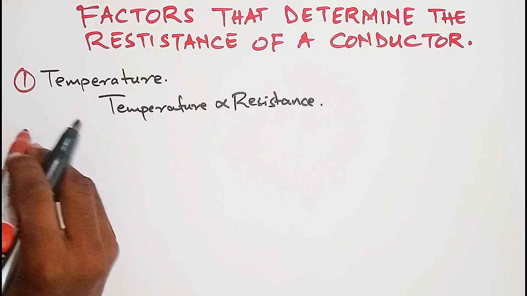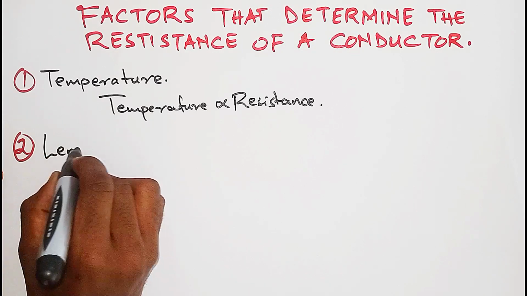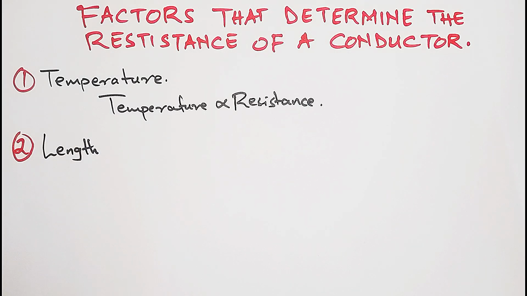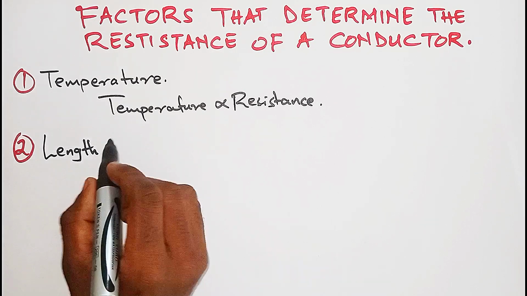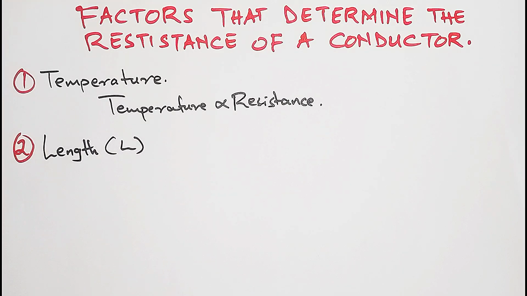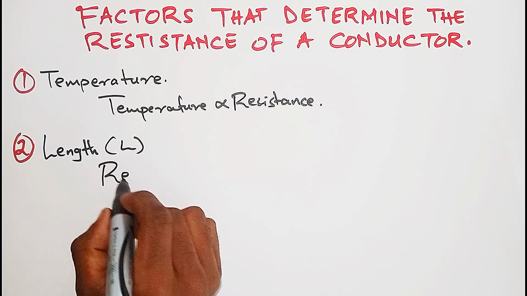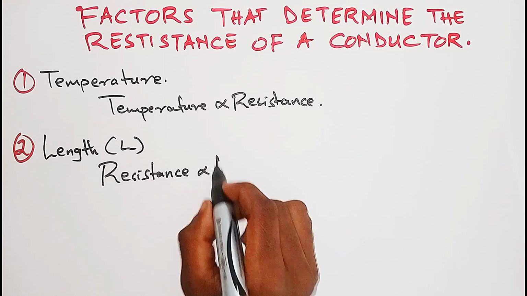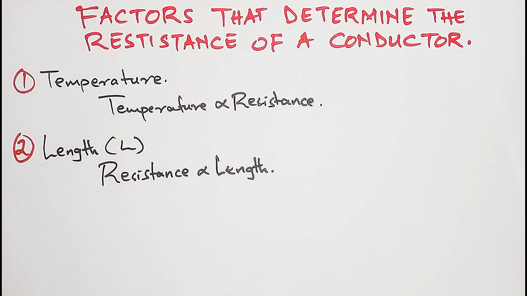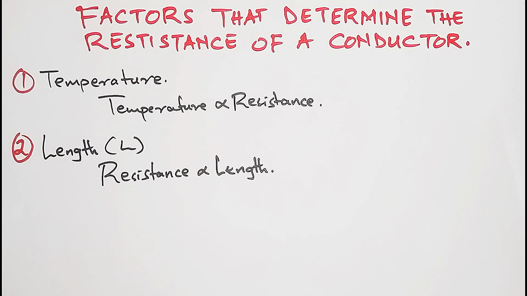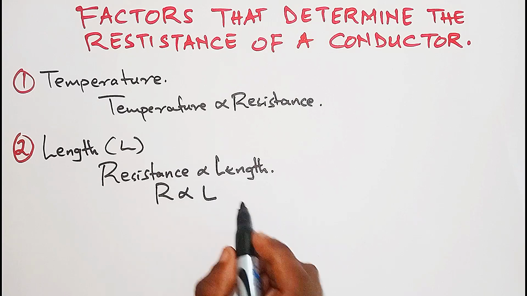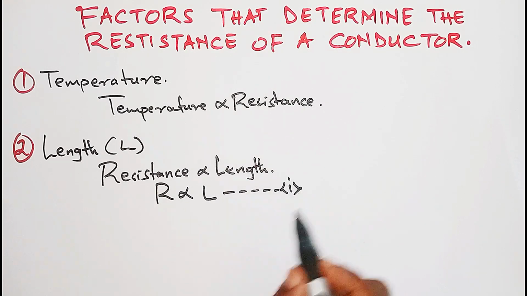Also, factor number 2 determining resistance of a conductor is length. Length of a conductor is also directly proportional to the resistance of the conductor. This means when the length of the conductor is increased, its resistance to electric current also increases. Therefore, let us abbreviate the length by capital letter L. Then, resistance will be directly proportional to length. For this reason, we are advised to use short wire with a short length while doing current electricity experiments. Therefore, resistance is directly proportional to length. Let us call this the first equation.